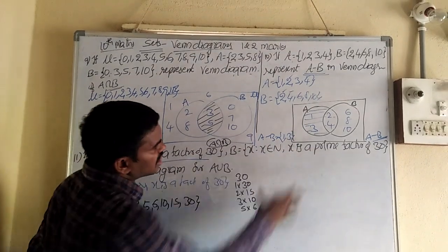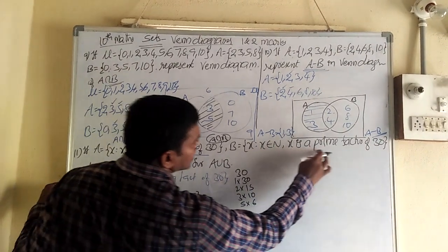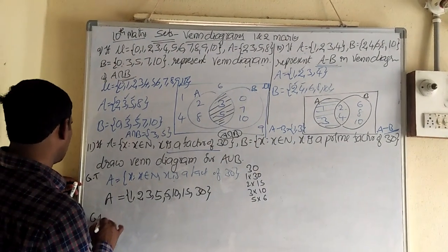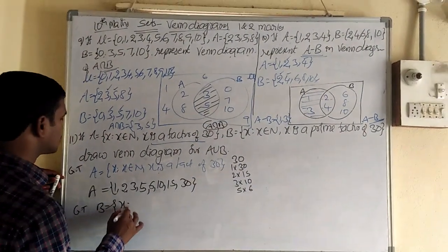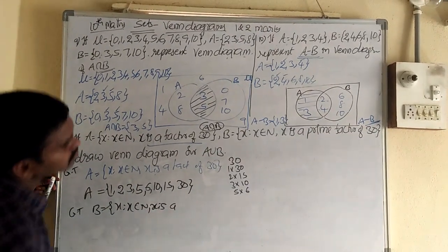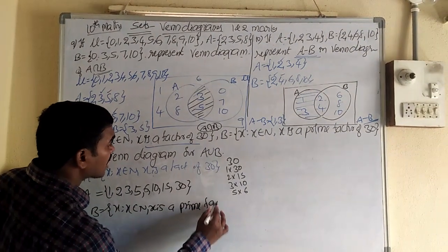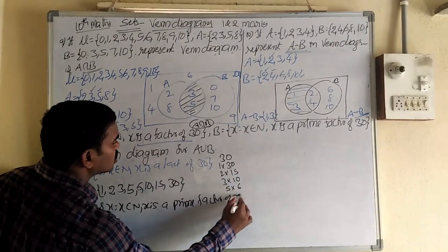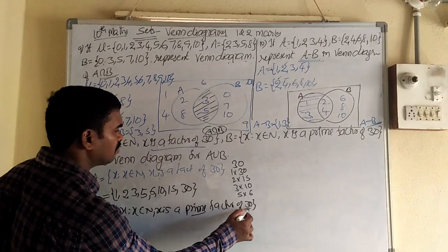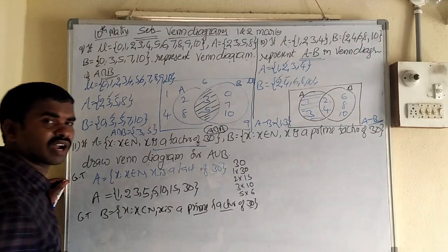And what is set B that is given? B equals the set of x such that x belongs to N, x is a prime factor of 30. So here we have to understand very clearly: not just a prime number, not just a factor. It must be a factor, and among those it must be prime.